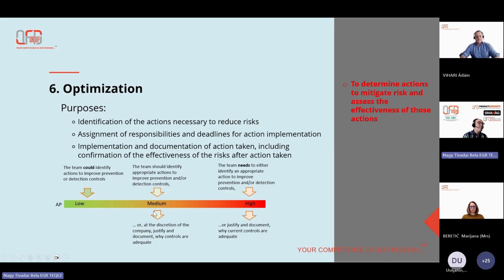Okay, what happens in the medium case? The team should identify an appropriate action or, at the discretion of the company, justify and document that the controls are adequate. And in the low action priority case, the team could identify actions. Okay.